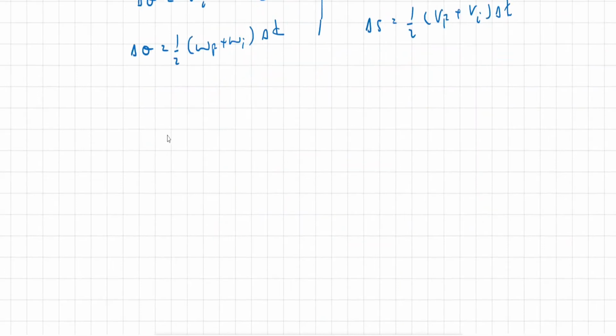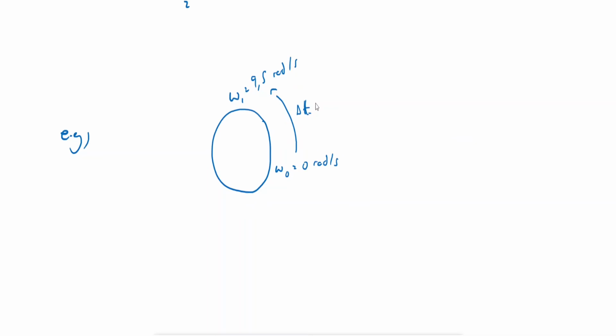So we can do an example on this. For instance, I have an object that is rotating, a rigid body, and it takes some time, delta t, to cover something. It starts from rest, and after some time it will reach a speed of 9.5 radians per second. It will take about 5 seconds to reach this speed. And so I could find a couple of things.